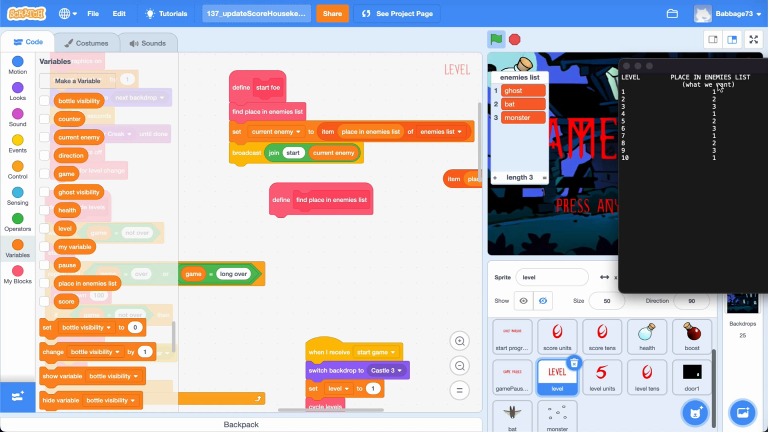So by using this to consult our list, we'll get the ghost, bat, monster, because it goes 1, 2, 3, 1, 2, 3, 1, 2, 3. So as we go through the levels, it will go ghost, bat, monster, ghost, bat, monster, and so on. So we just need to define this, but it's tricky to do.